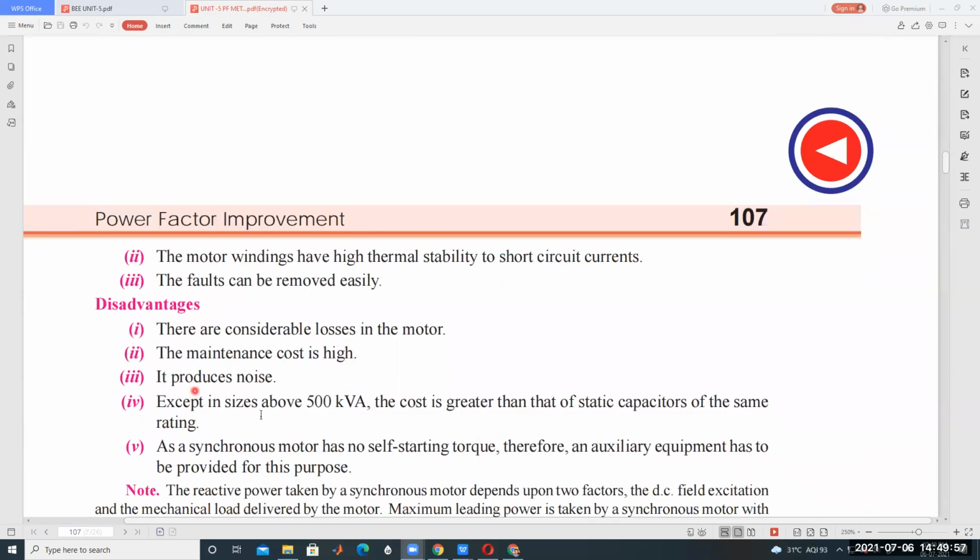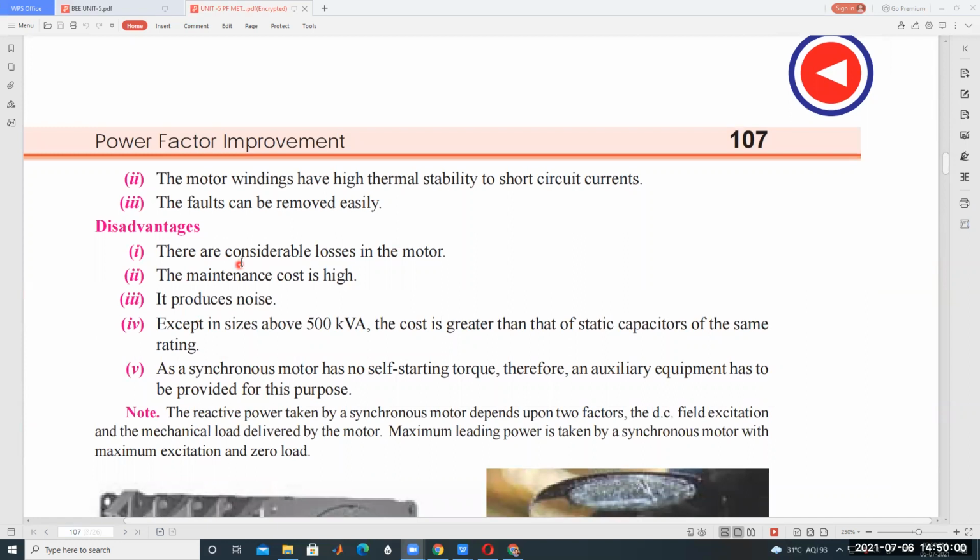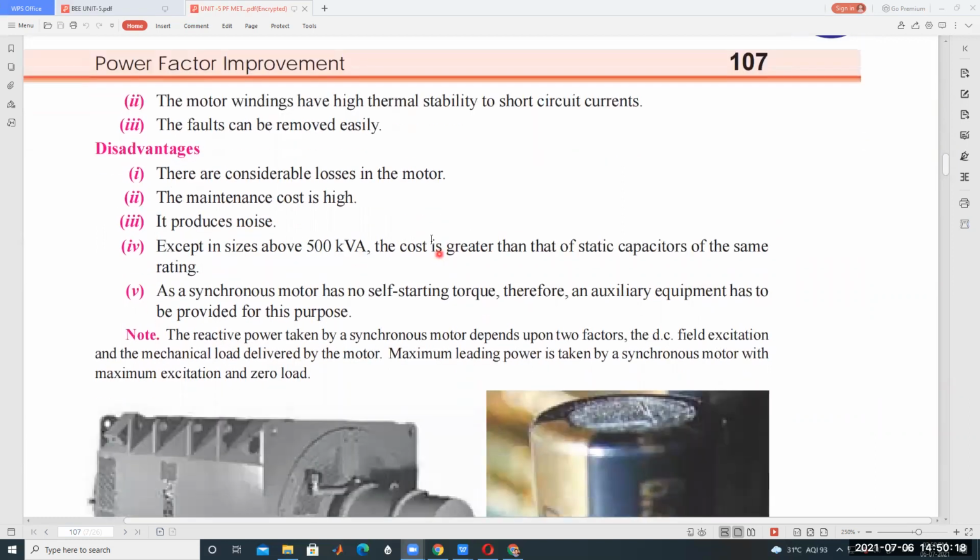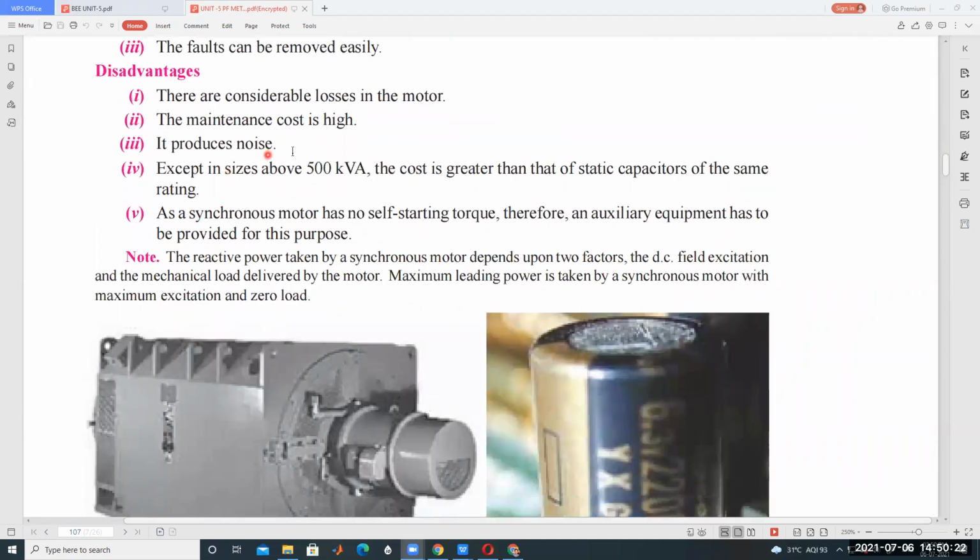There are also some disadvantages. There are considerable losses in the motor, since a synchronous condenser is nothing but an overexcited synchronous motor under no load, including extra mechanical loss. The maintenance cost is high and it produces noise. Except in sizes above 500 kVA, the cost is greater than a static capacitor of the same rating.